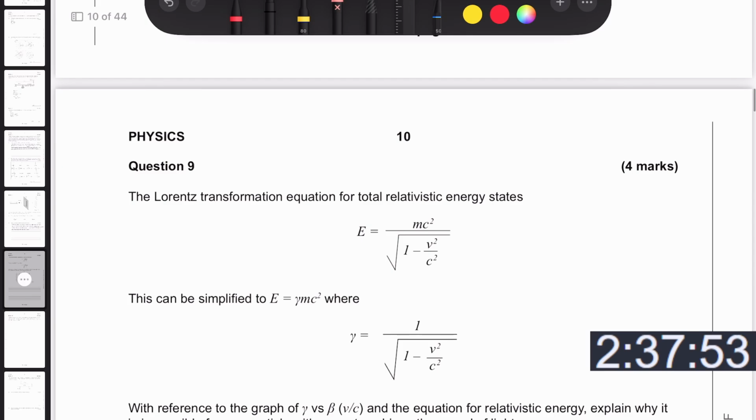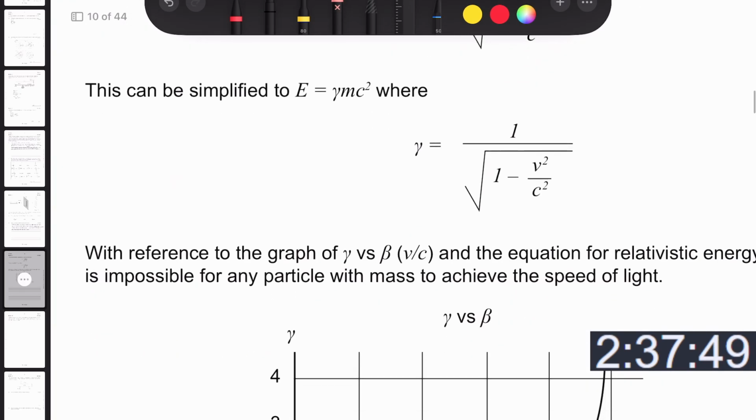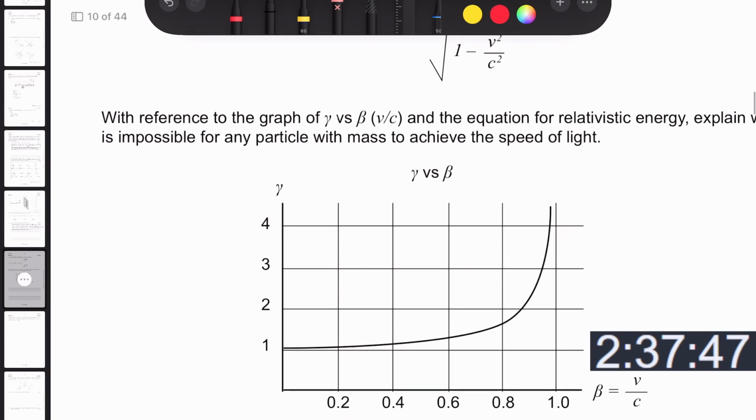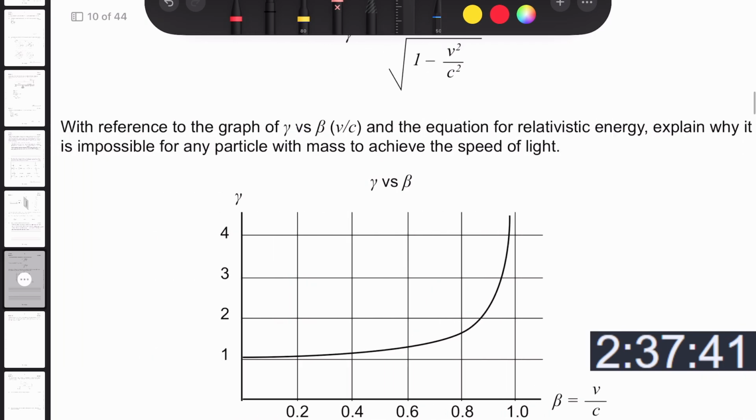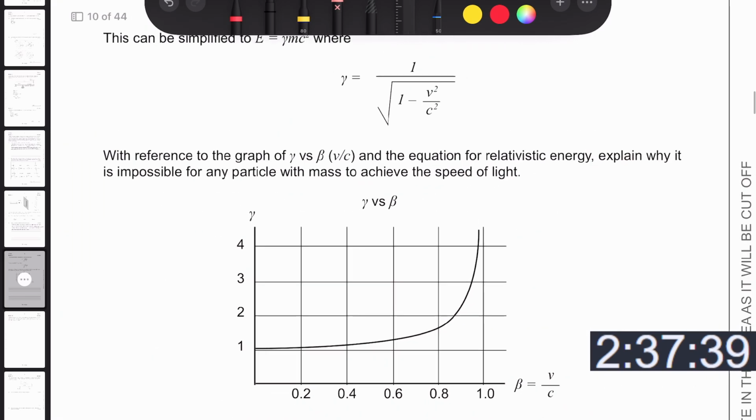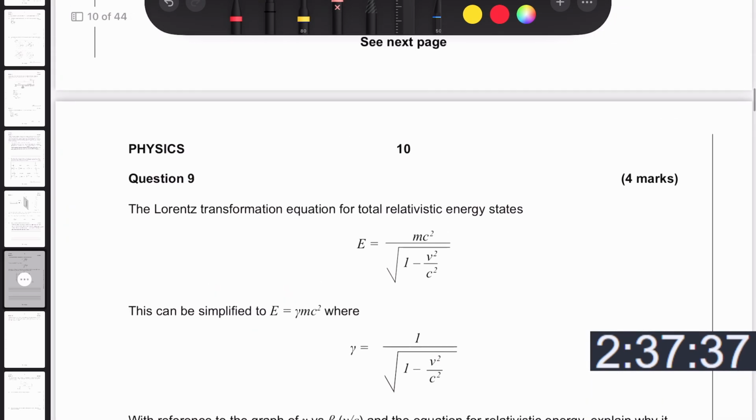Okay, the Lorentz transformation equation for the relativistic mass can be simplified to that. With reference to gamma versus v over c, and the equation, explain why it's impossible for any particle with mass to achieve the speed of light. And this is 4 marks.